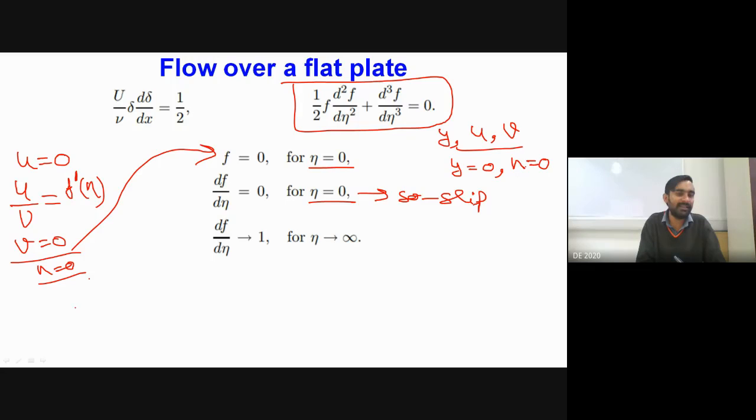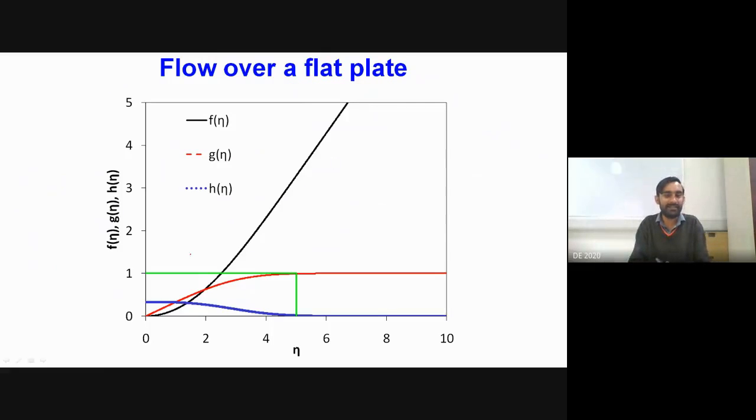And I have considered that at the far field u will approach capital U. So that's why u by capital U will tend to 1. Now u by capital U is equal to f dash eta, so it is equal to 1 as eta approaches infinity. Okay, so now we solve this, which is a typical ordinary differential equation. If we find its solution for these boundary conditions, we will find this as our solution.